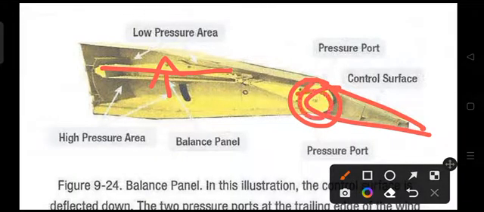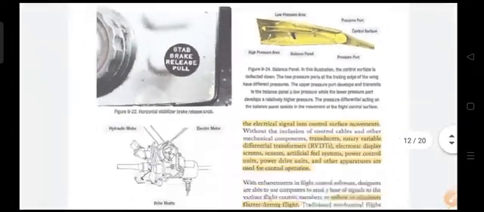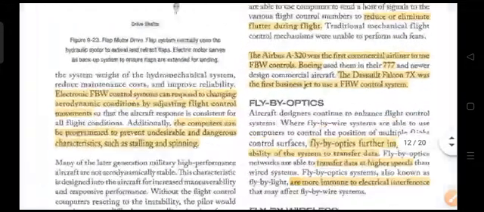It is hinged at this point. It is also hinged with this diaphragm, right? So the high pressure area will push this towards the top, and that will further move the control surface. Now let us get back to the fly-by-wire system that we are talking about.